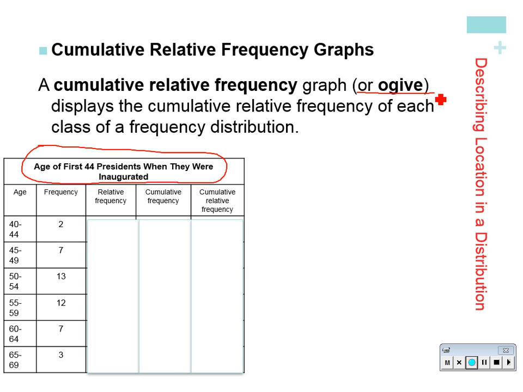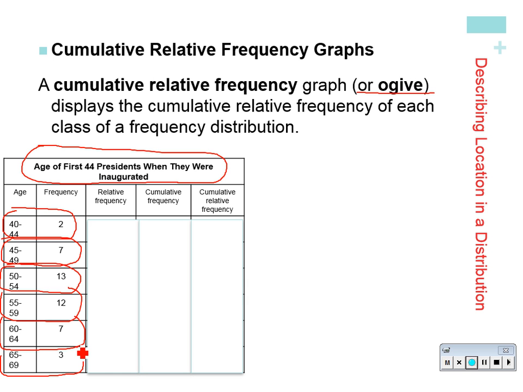We've got the 40 to 44 years of age. There were two presidents who were anywhere from 40 to 44 years old when they were inaugurated. You have 7 presidents that were anywhere from 45 to 49 years old. There were 13 presidents that were anywhere from 50 to 54 years old. We have 12 presidents that were anywhere from 55 to 59 years old. We have 7 presidents that were anywhere from 60 to 64 years old. And finally, we had 3 presidents that were anywhere from 65 through 69 years old.